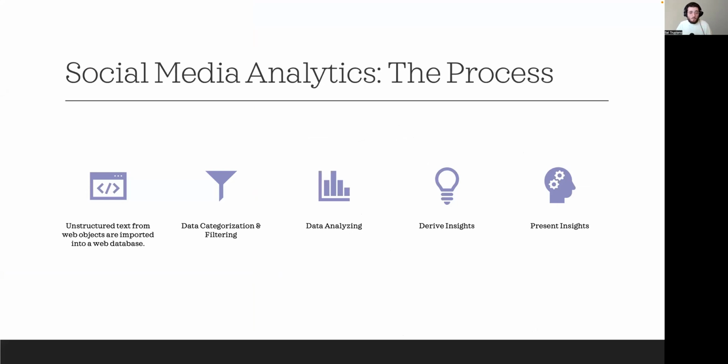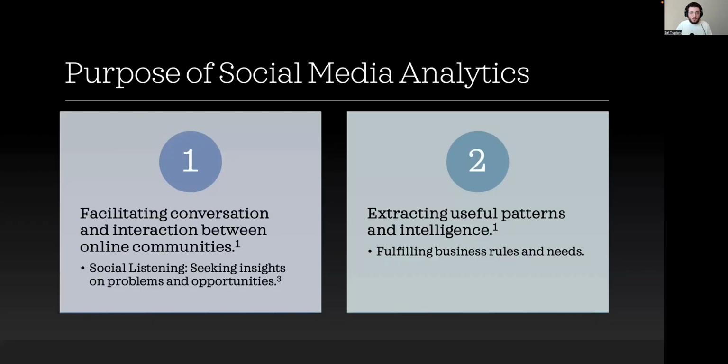So this is just a brief overview of the process of social media analytics. We start with a set of unstructured text, right? This text is basically text gathered from social media posts and things like that. That unstructured text is then imported into a web database by a bot or a program that somebody writes. The data is then categorized and qualified. Then it is analyzed using various opinion mining techniques. And then insights are derived and presented to the customer or the stakeholders. We're going to be getting into that in detail later.